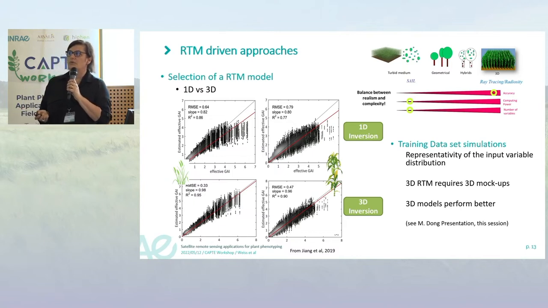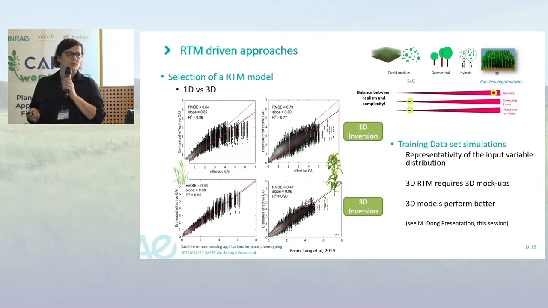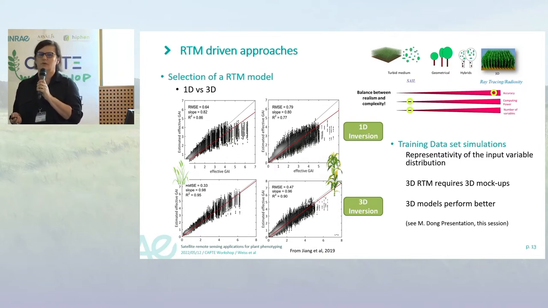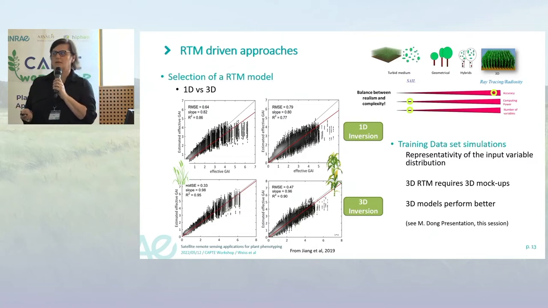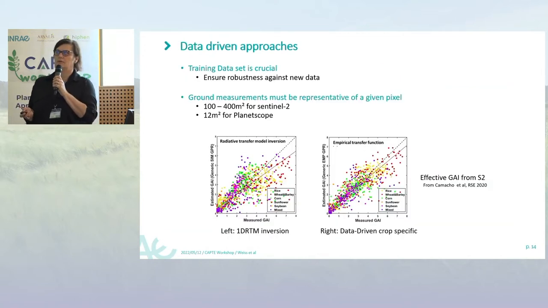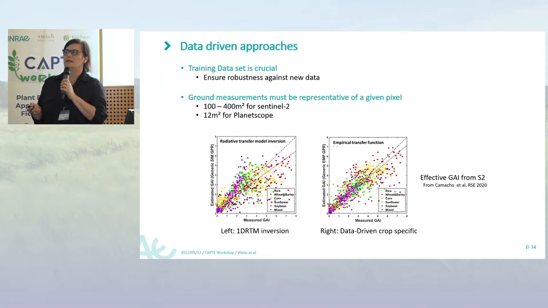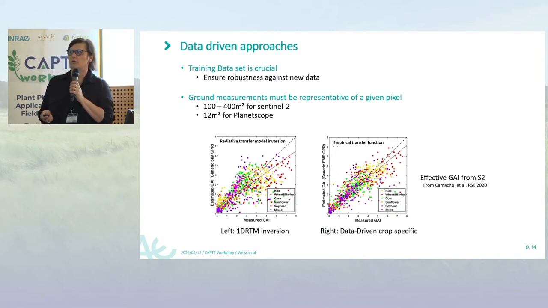And so if you want to use 3D radiative transfer models, which give you more precision and accuracy, then you need to use mockups. Those mockups exist for very commonly used crop types, but sometimes they are missing. There is a presentation from Mingxia Dong in this session about 3D RTM inversion. You can also use a data-driven approach, and as Fred said, the training data is crucial. You need to well represent the cases in which you will operationally apply your algorithm using your remote sensing data.